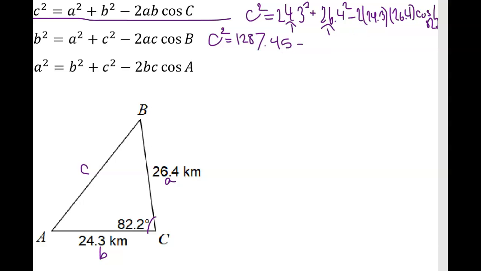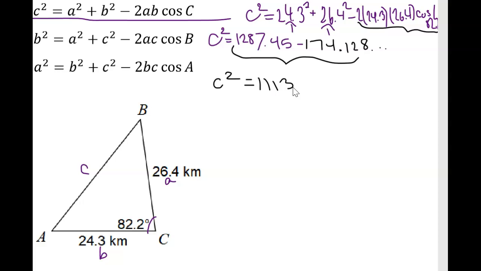Minus, now I can get into my multiplication. So I'm going to switch colors to just plain black, and I'm going to multiply all of that together. So that's 2 times 24.3 times 26.4 times cosine of 82.2. And so that gives me 174. This one is rounded, so I'm actually going to store this in my calculator. And so when I type this in, I'm just going to use that ANS answer feature. I'm going to type 1287.45 minus the previous answer, which gets me C squared is equal to 1,013.32. That's rounded. So again, when I go to take the square root, I'm going to take the square root of the previous answer, which gives me a side length of about 33.4. And that's our first answer.